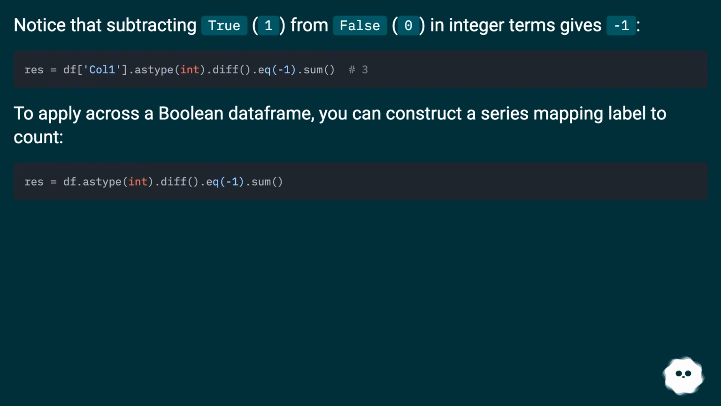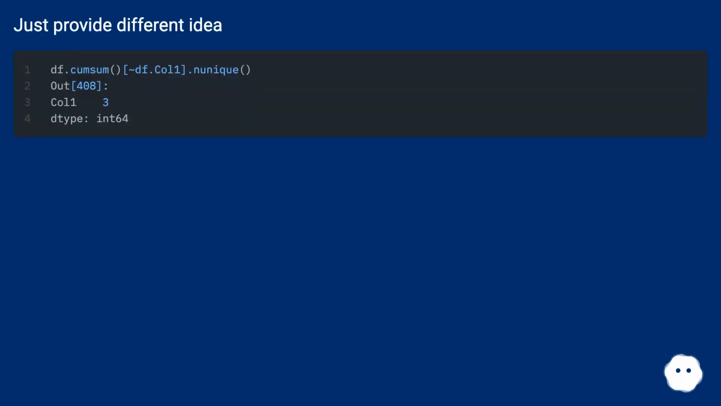To apply across a Boolean data frame, you can construct a series mapping label to count. Just provide different idea.